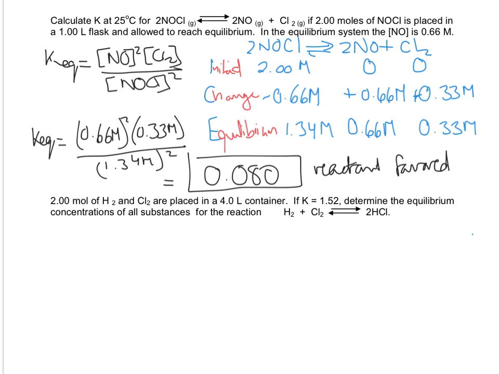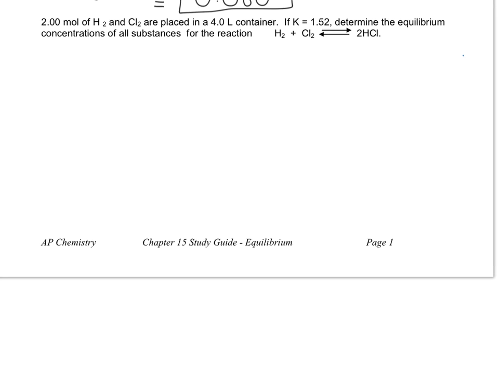Okay, let's move on to the next one. It says we have 2 moles of H2 and Cl2. They're placed in a 4-liter container. So 2 divided by 4, so half molar for each, the H2 and the Cl2. They give us K, it's 1.52. We want to determine the equilibrium concentrations of all substances for the reaction.